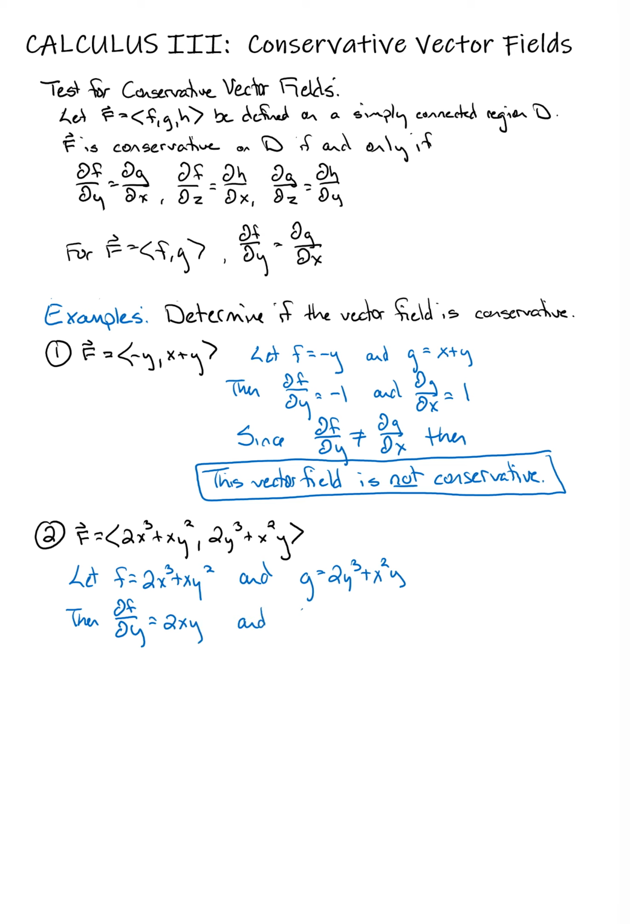And now let's take a look at the first partial of g with respect now to x. Again, the first term of this function only has y, so differentiating with respect to x, I get 0. The second term in g, if I take its derivative with respect to x, we get 2xy.